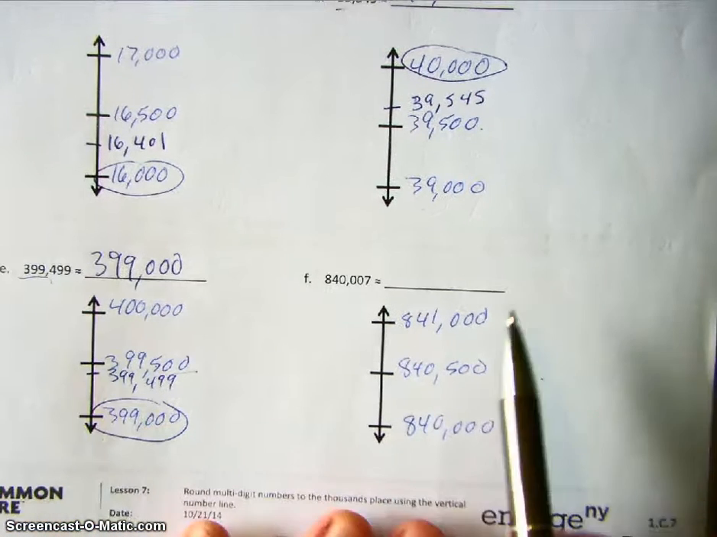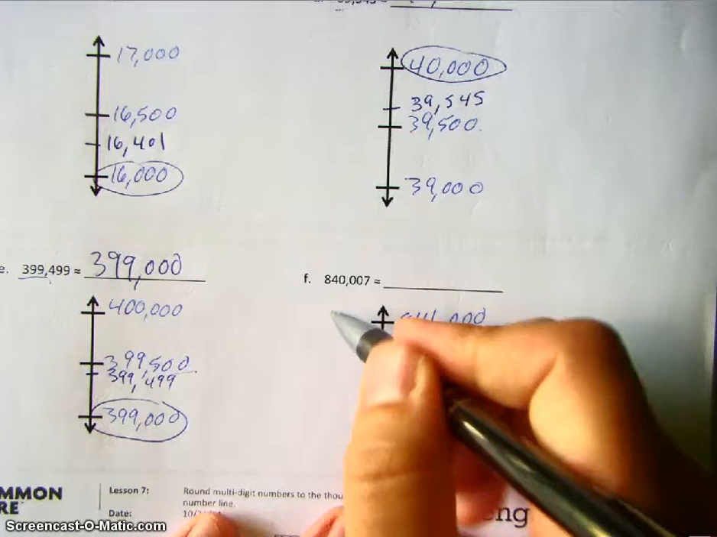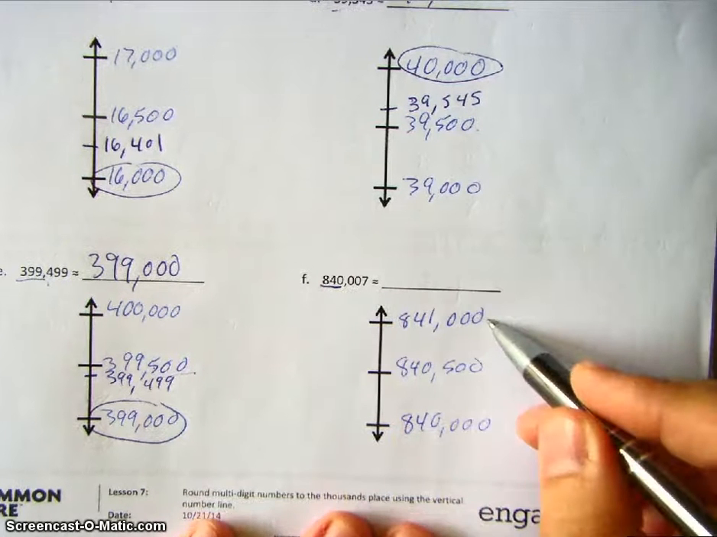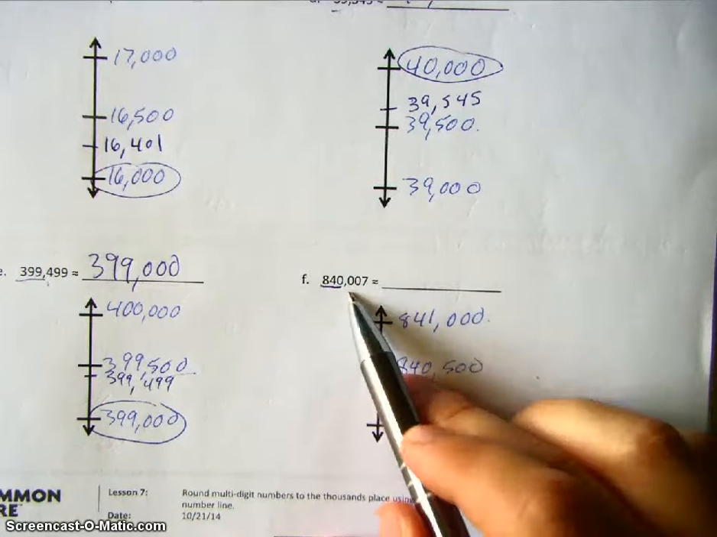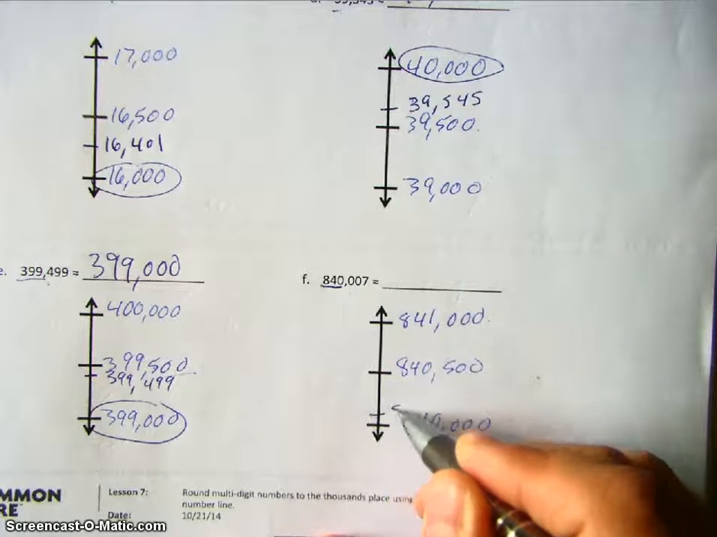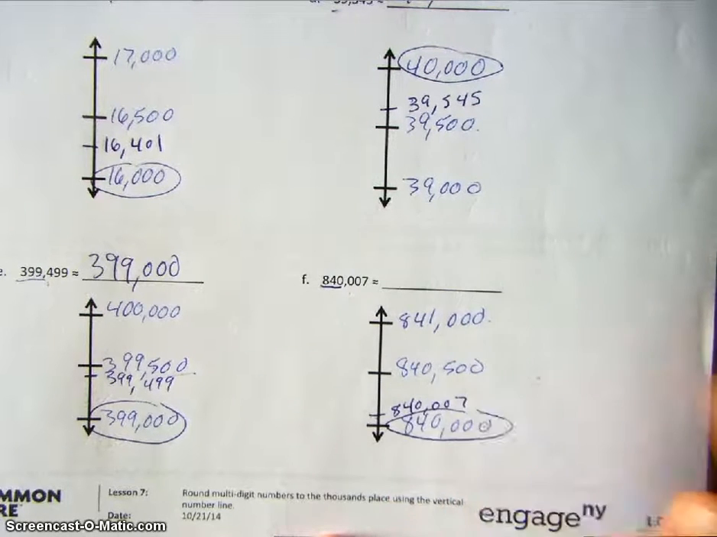So our final one here, we have 840,000s. We can see that up here. One more is 841,000. So the 0 in the hundreds place tells us we're down here on our number line. So we round down to 840,000.